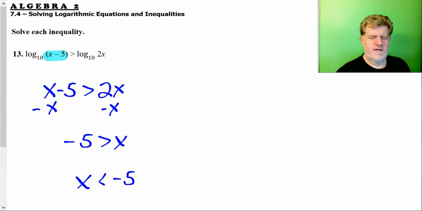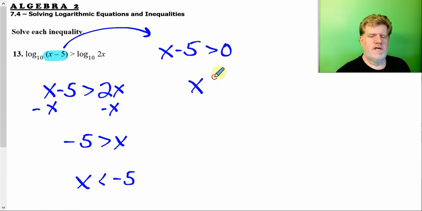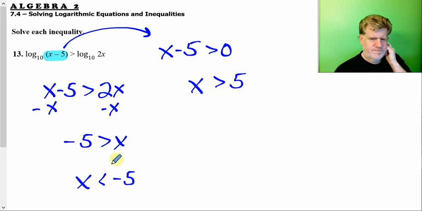I know that x minus 5 must be greater than 0. Add 5 to both sides. Oh, we have a contradiction here. I know x has to be greater than 5. But when I solve the equation, I get the answer that x has to be less than -5. Can x be greater than 5 and less than -5? This is not a range. It can't be both. I mean, it can't be either. Both have to be true.